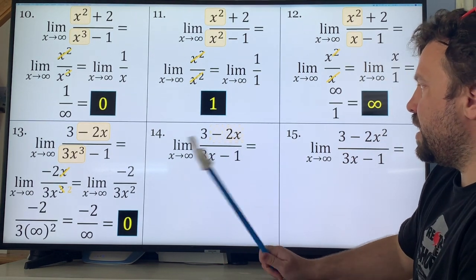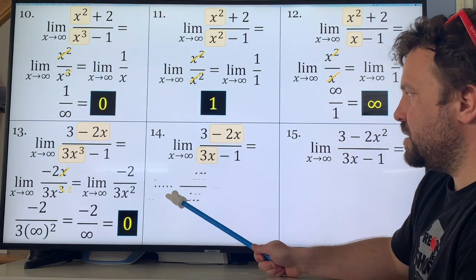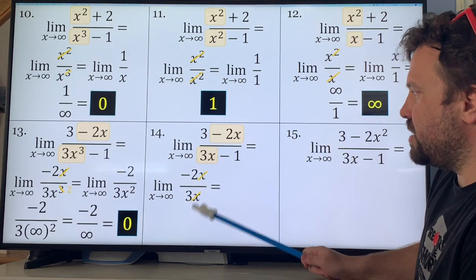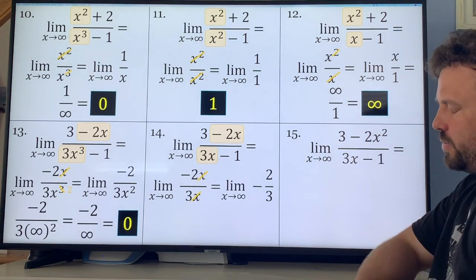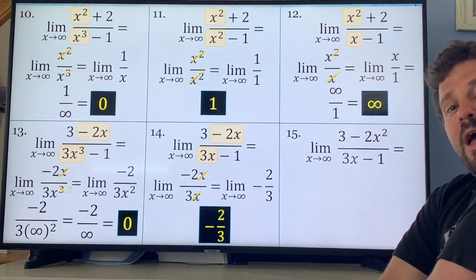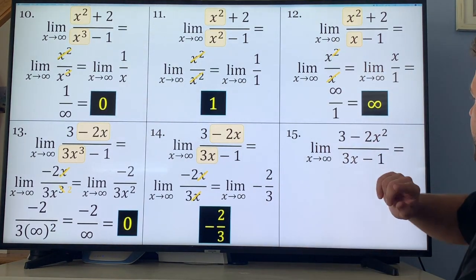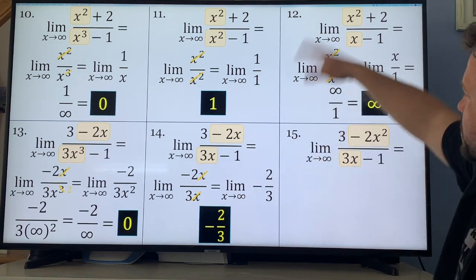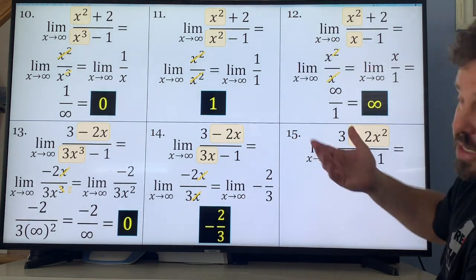Right here, negative 2x, positive 3x. So x and x cancel out, leaving you with a limit as x approaches infinity of negative 2/3, which is negative 2/3. How you doing? Good? Negative 2x squared over 3x. And notice they're all similar. We just changed the exponents.